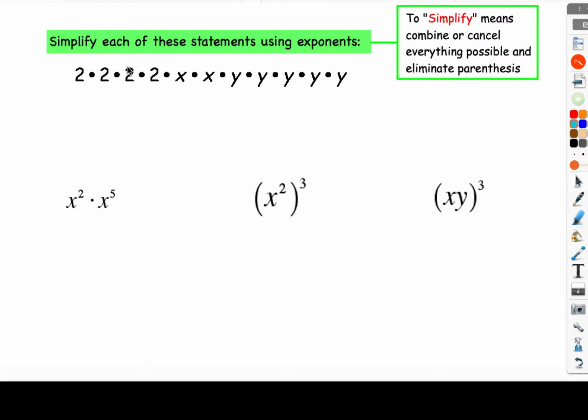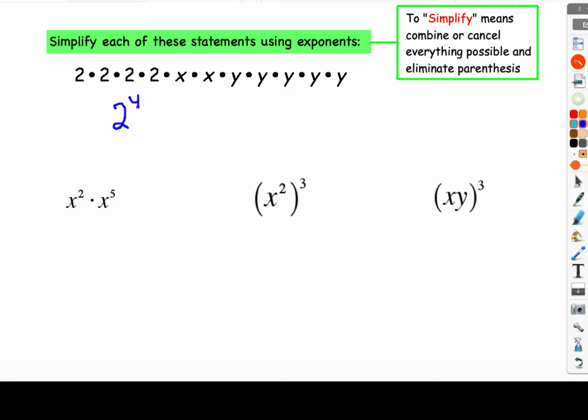We've got 4 2's all multiplied together, a couple of x's still multiplied, right? And then about 5 y's over here. 1, 2, 3, 4, 5 y's all multiplied together. Now, instead of having this what we call expanded, really long-looking statement, exponents give us the opportunity to write things in a shorter, cleaner way. So again, if there are 4 2's all multiplied together, we can say that is 2 to the 4th power, right? So it shortcuts that statement a little bit.